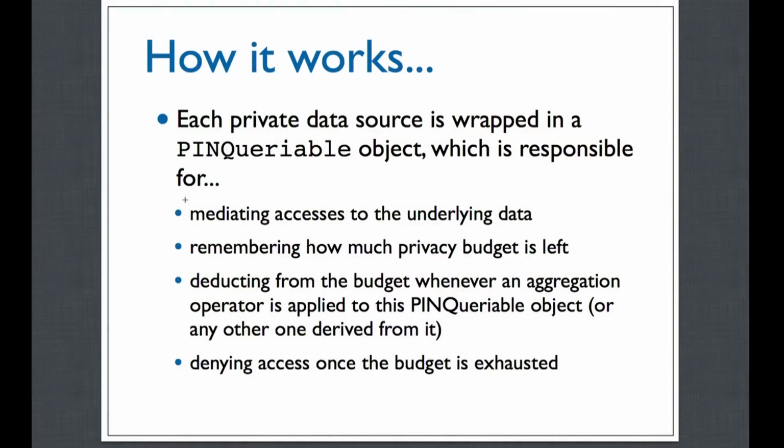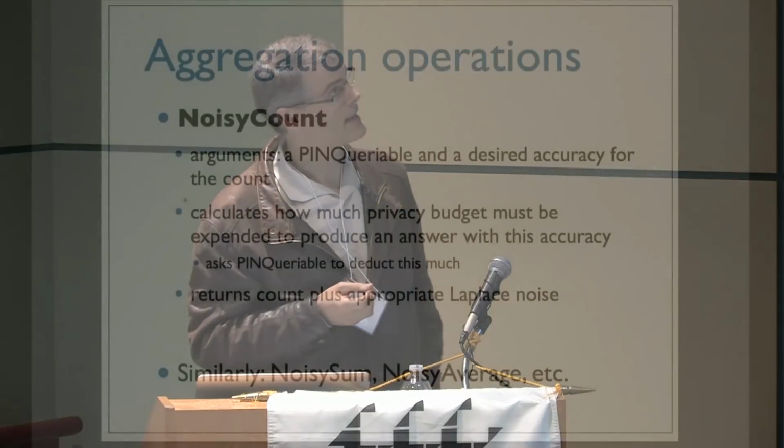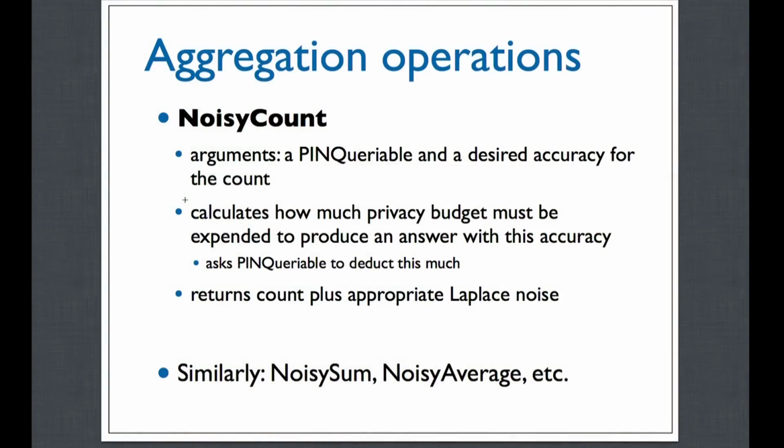Okay. I've kind of told you most of this story already. Each data source is wrapped in one of these PINQueryables, which mediates access to the underlying data, remembers how much of the originally specified privacy budget is left, deducts from that budget whenever something happens to the data that releases information, and denies access once the budget is exhausted. So the key insight here is that transforming one database to another doesn't actually release information out of the database. It's still packaged, still wrapped in a PINQueryable. It's only when you do an aggregation that information is actually released, and you need noise. There are several of these aggregation methods on PINQueryables. For example, noisy count was the one that we saw. There are others: noisy sum, noisy average, and a few others, but a small fixed set built into the framework.